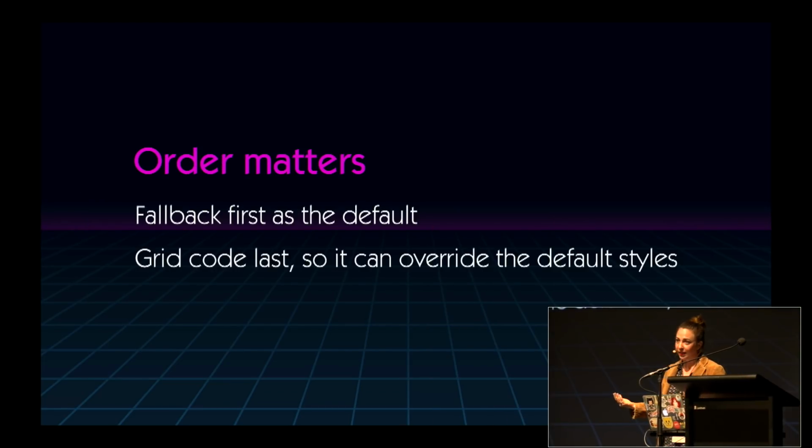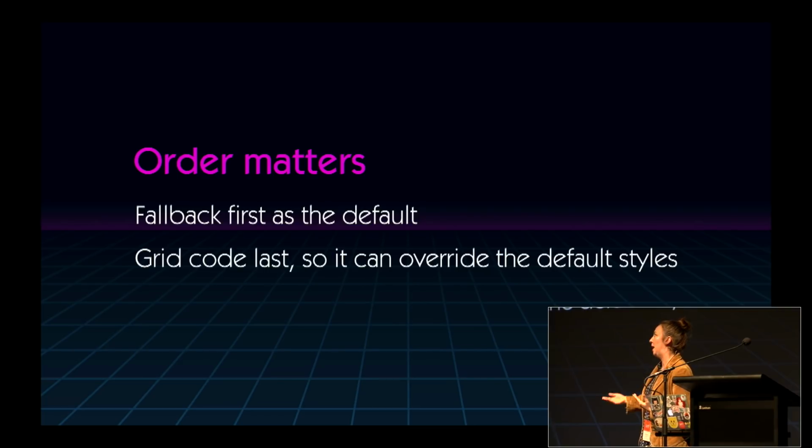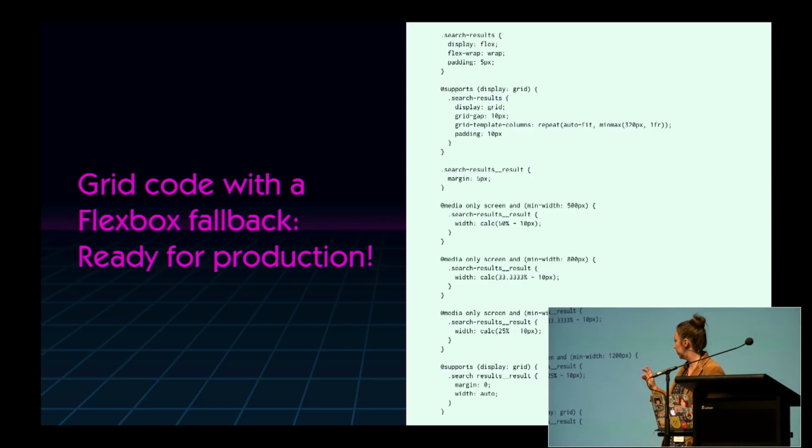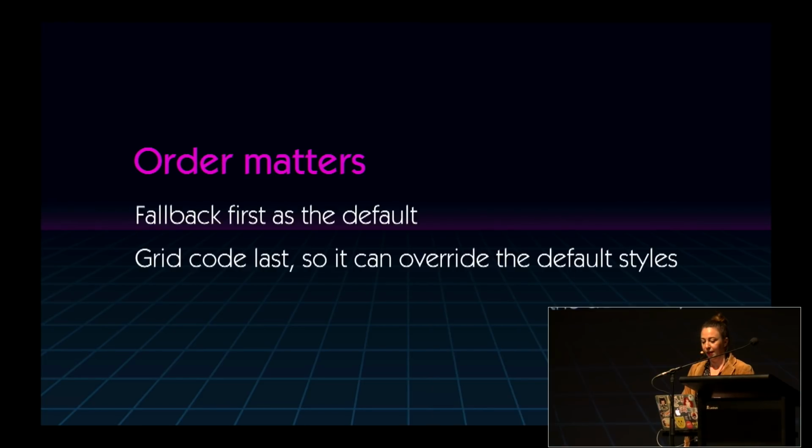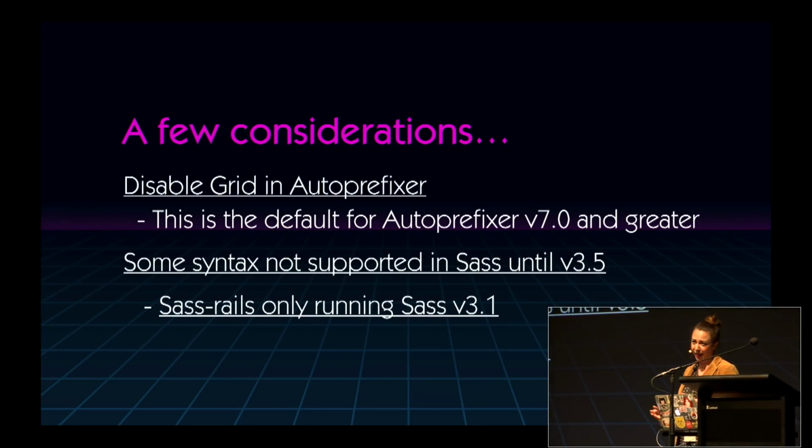The only thing to really remember is what I just said: order matters. Have your fallback first and your Grid code last, so it can override the default styles. And then the only other thing to consider was that at the very bottom here, I had to override some of the things I was doing to the children to make the Flexbox work, just cancel out margin and make an auto width. But that's really not a lot of code, right?